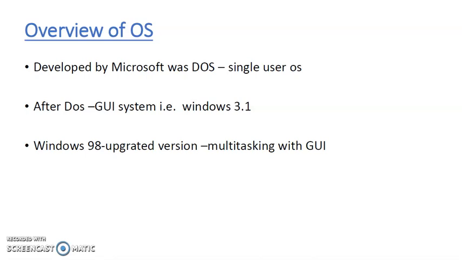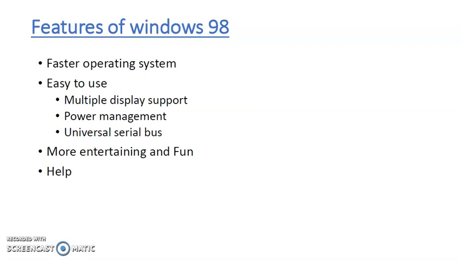Those disadvantages were covered by introducing a new Windows operating system, that is, Windows 95. Windows 95 was the upgraded version of Windows, and after that a new version of Windows, Windows 98, was launched. Windows 98 is a multitasking and again a GUI-based operating system. Okay, so you can see some of the features of Windows 98.